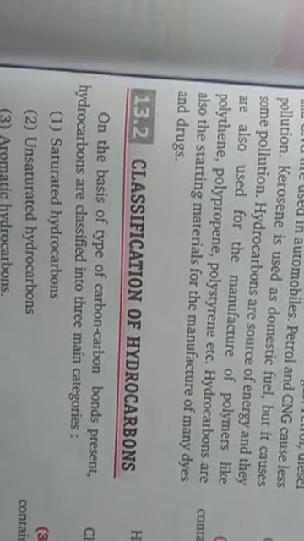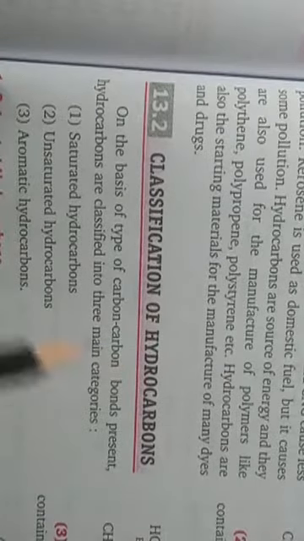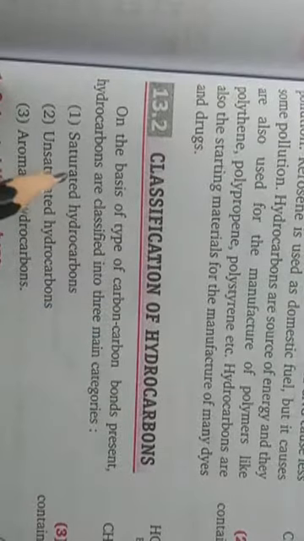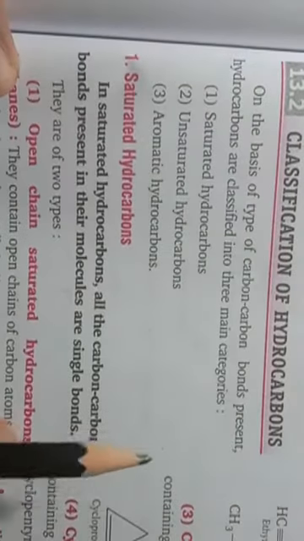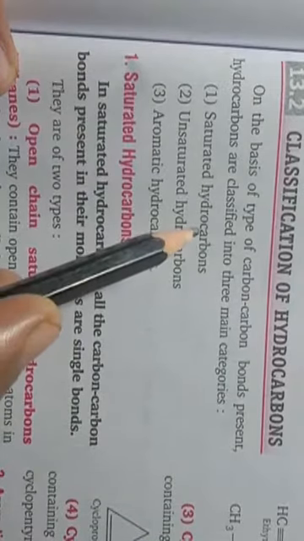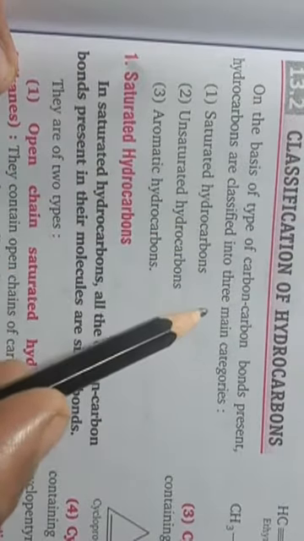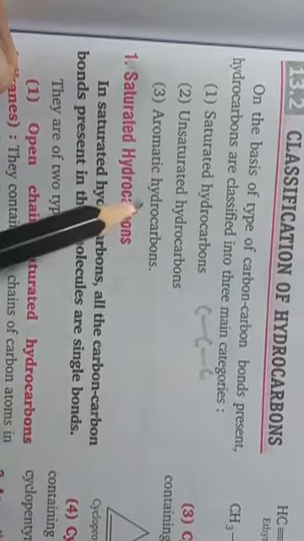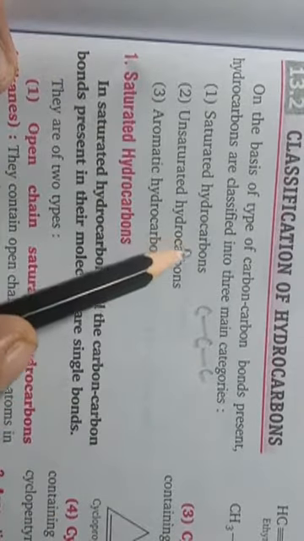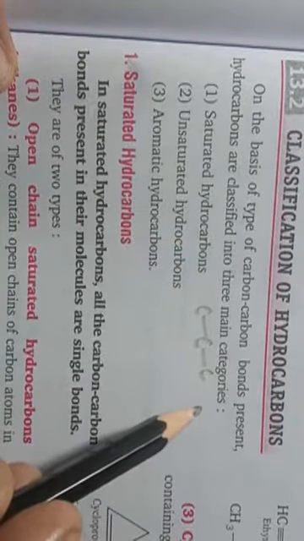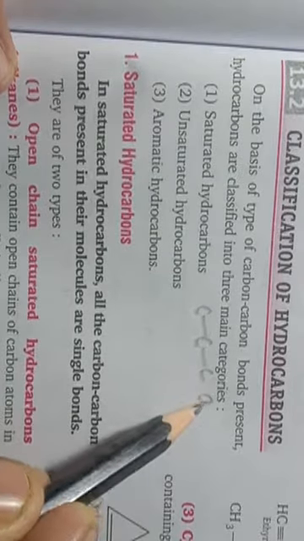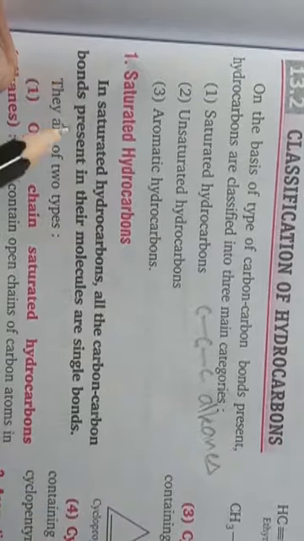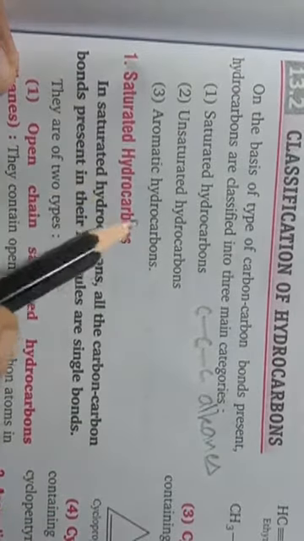So the first heading is classification of hydrocarbons, and broadly we can divide these compounds into three types. Saturated hydrocarbons, these are the hydrocarbons in which all carbon-carbon bonds are single. Such hydrocarbons are known as saturated hydrocarbons. For example, alkanes. Alkanes are the example of saturated hydrocarbons.